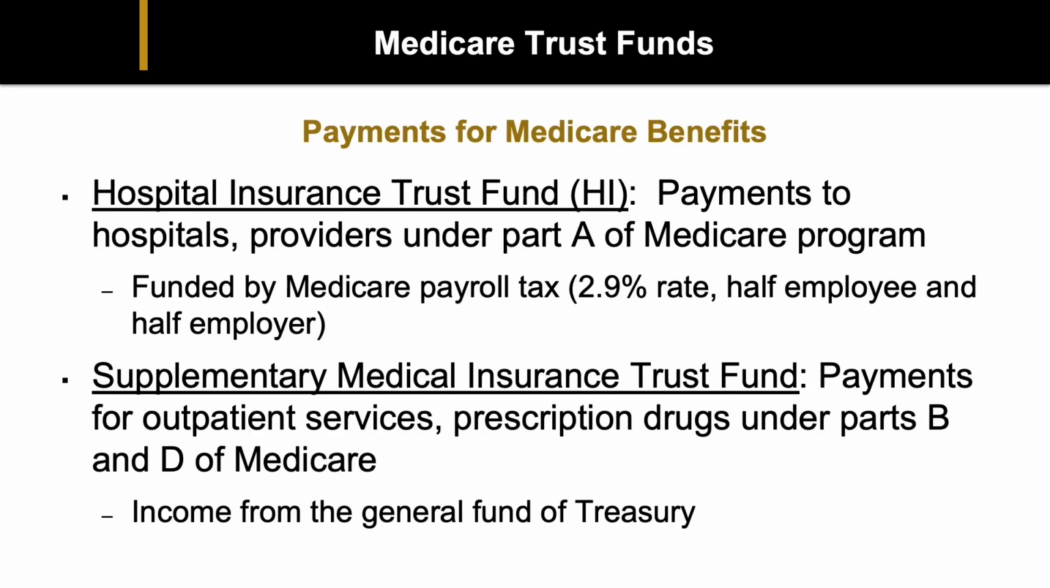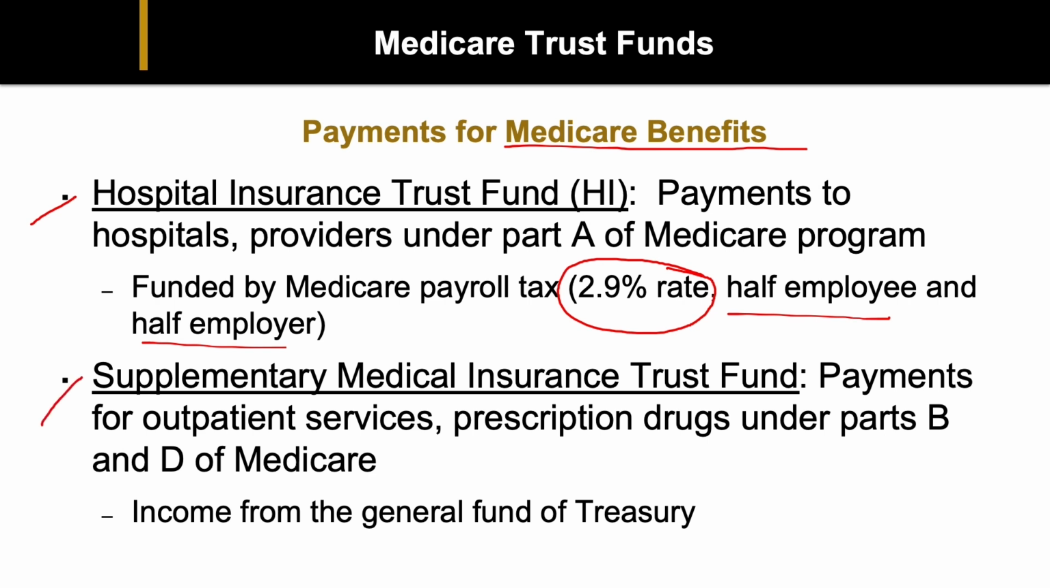And then there are the Medicare trust funds. There are two of those. These trust funds are designed to pay for Medicare benefits. There's the fund for Part A Medicare, which is the Hospital Insurance Trust Fund, which makes payments to hospitals and providers under Part A of the Medicare program. And this is funded by the Medicare payroll tax. It's about 2.9% tax on earnings. Half of it comes from employees, half from employers. So if you look carefully in your paycheck, you'll see about 1.5% Medicare payroll tax on there.